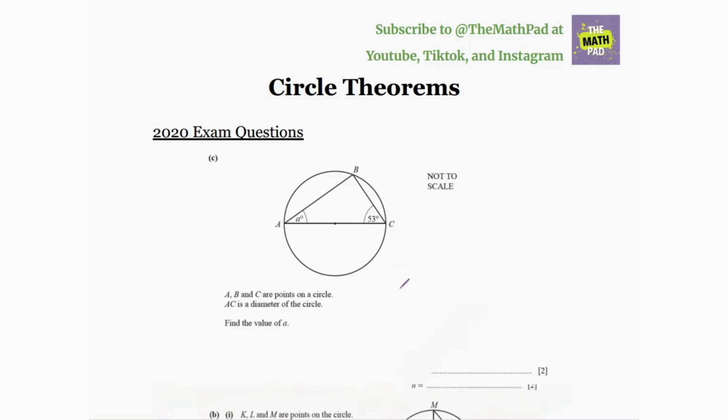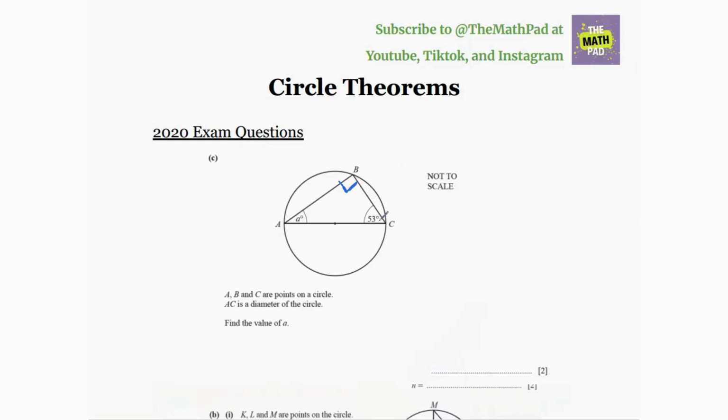So this is one of the most basic ones. It says A, B, and C are points in a circle. AC is the diameter of the circle. We have to find the value of A. So you have to remember that angle coming out of the diameter, and if that angle is touching the circumference, that's always going to be 90 degrees. So this angle is always going to be a right angle, 90 degrees. So angle subtended from the diameter is always 90. This is one of the circle theorems.